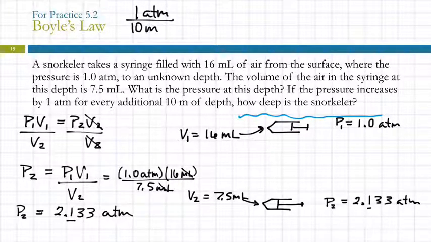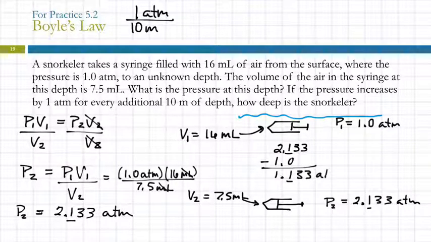What was the change in pressure? This pressure minus that pressure, right? So the higher pressure minus the lower pressure, that's the change in pressure. You get 1 additional atmosphere for every 10 meters.